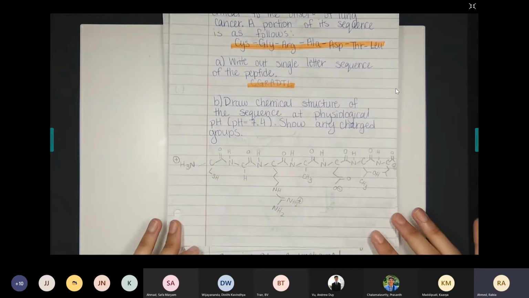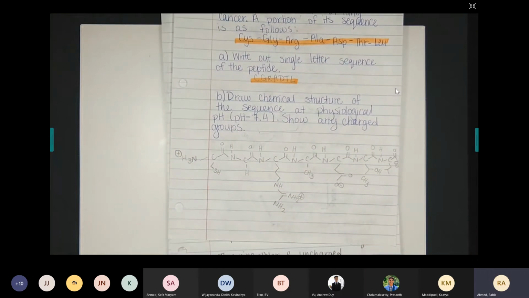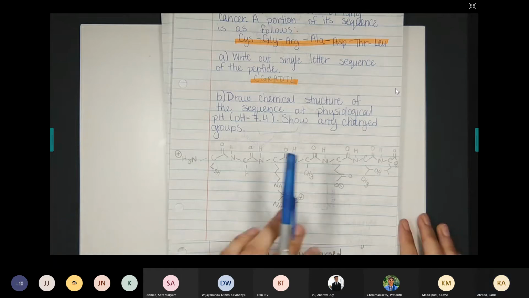And then for 7B, this looks really confusing. If you guys want, I can make a video of how to make the structure and stuff. Would that work? Okay. I'll do that.